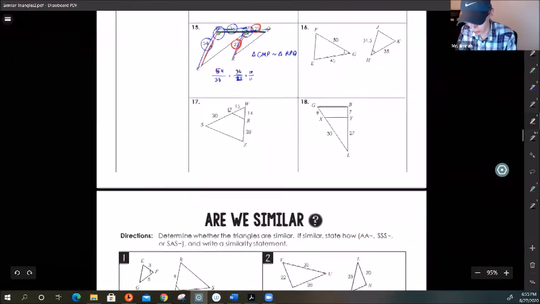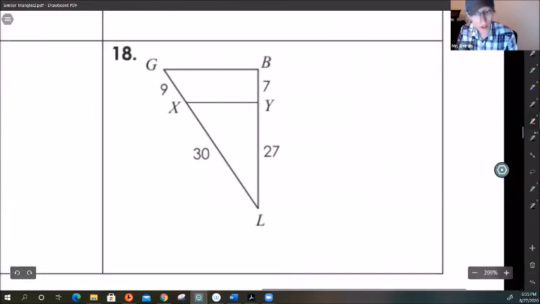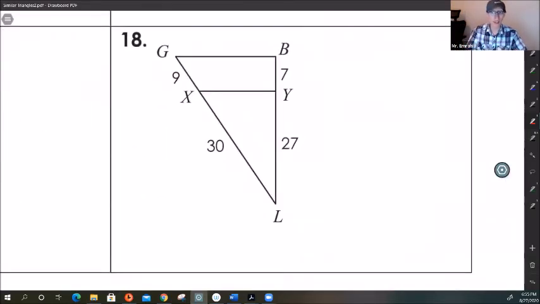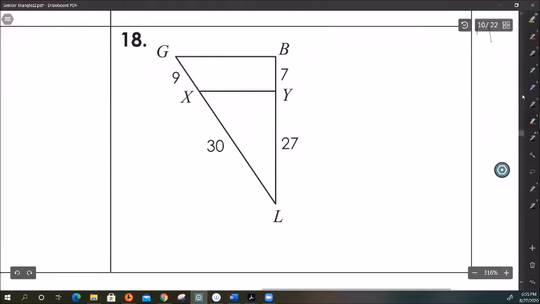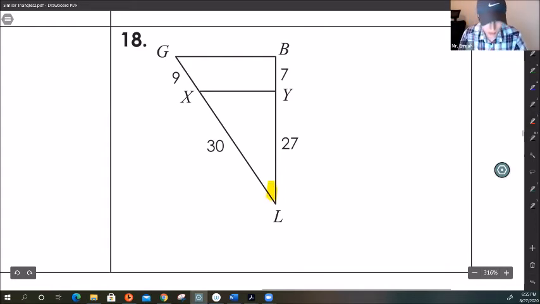All right. Next one, I want to do side angle side here. What angle is the same for both of the triangles? Tell me that first. Fine, L. Good job. Thank you. So this angle is the common angle.